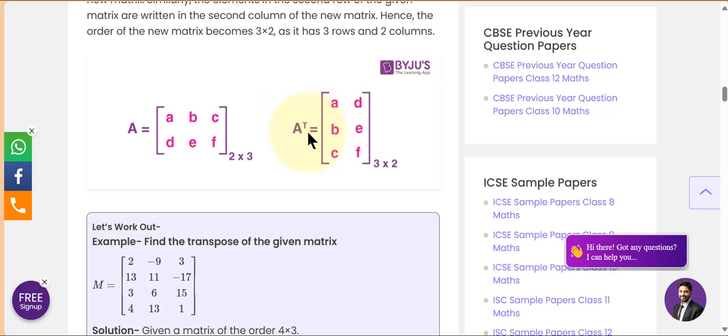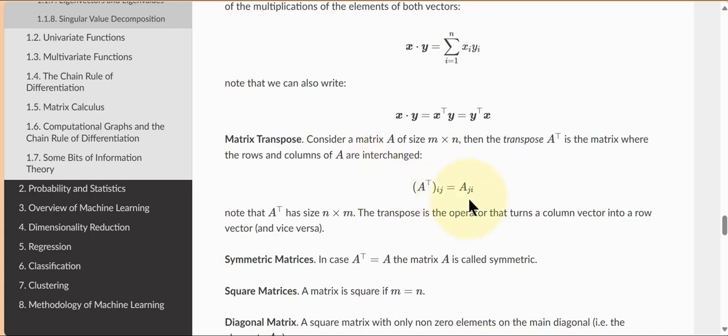So if this is the transpose, we're asking what? For the 2, 1 element, right? This is in the second row and first column. So we're asking, for example, what's the 2, 1 element of the transpose? And the answer is, it's not the 2, 1 element of this, but the 1, 2 element of this. So the 2, 1 element of this is the 1, 2 element of this. What is the 1, 2 element? It's B. So that's right. That's what they're saying here.